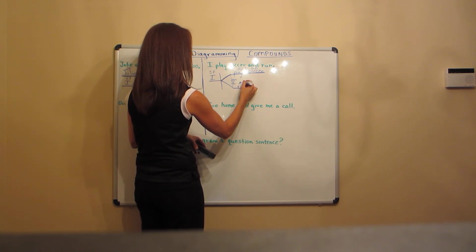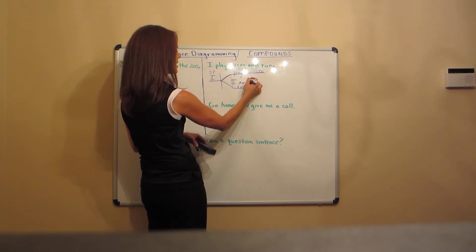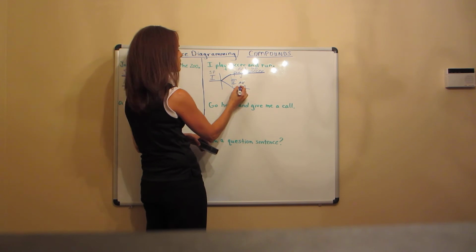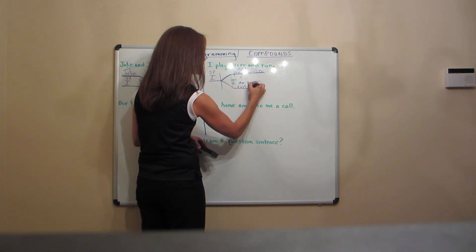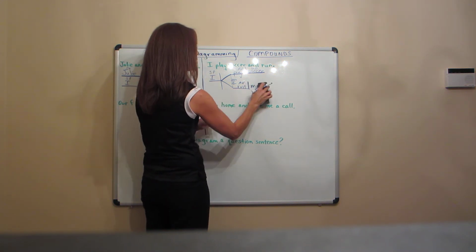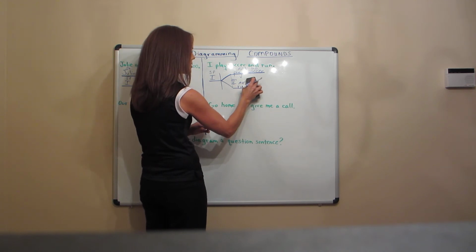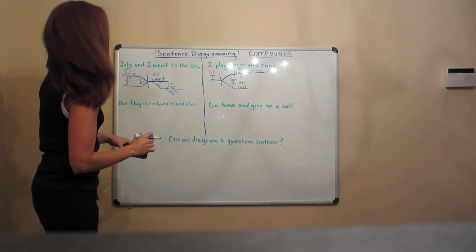Run is your action verb. Run does not need a line after it unless it has an object. So if I run marathons, then I would put a straight line and put marathons. But if I don't run anything, I just run, you don't need the vertical line there.